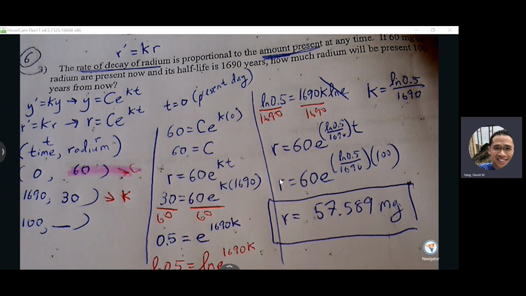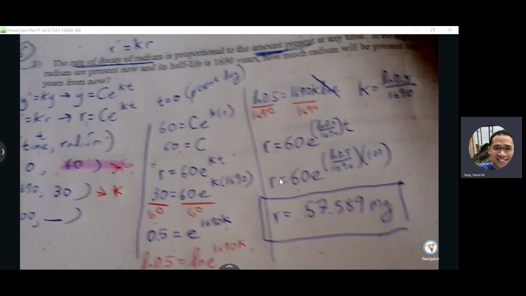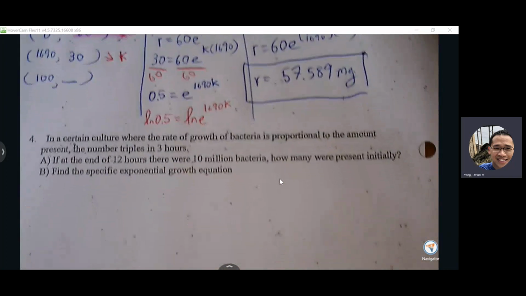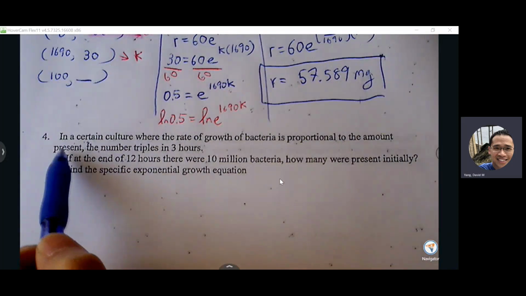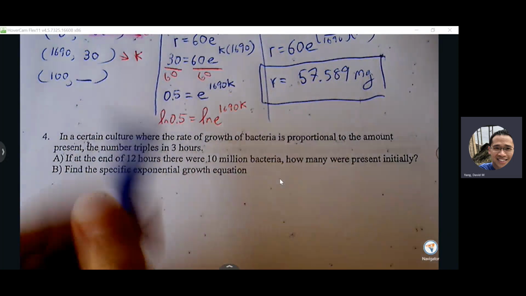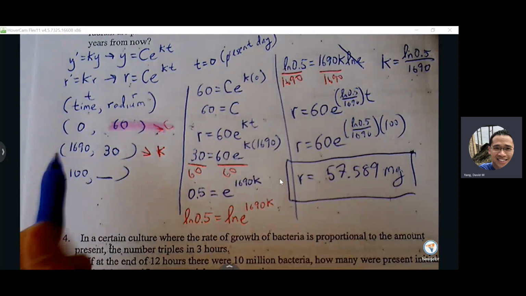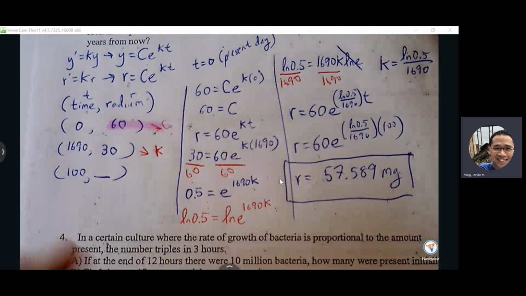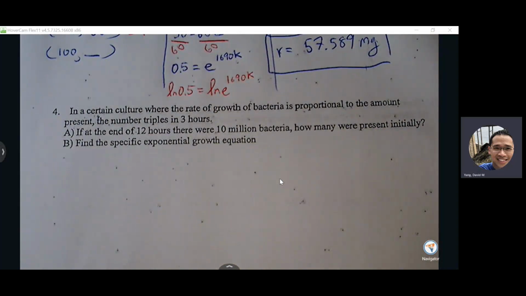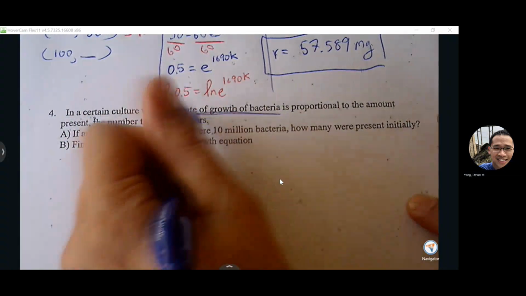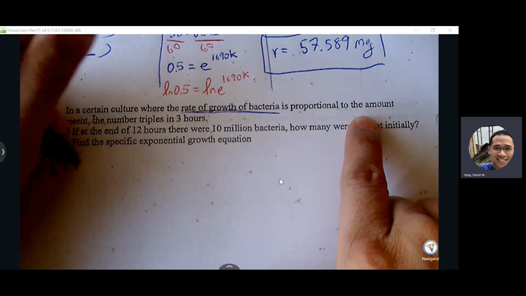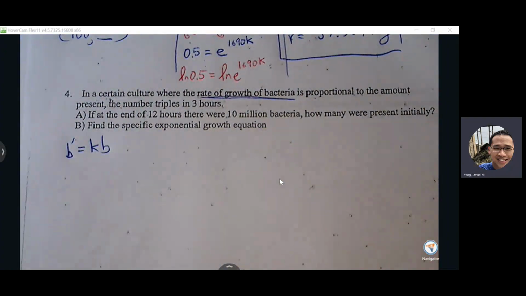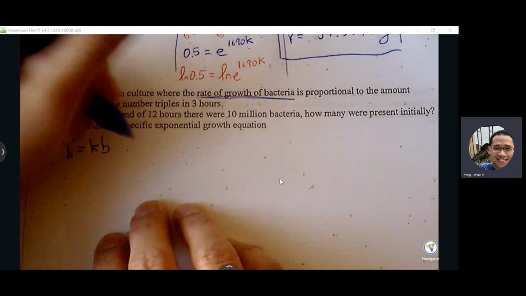Okay, the last one here is a little bit different because the information that's provided for you seems a little bit backwards. But we'll still go through the same process. We'll still create our ordered pairs, but the information that's given to us is going to be slightly out of order. Okay, so in a certain culture where the rate of growth of bacteria, let that be B prime, is proportional to the amount present. So same form, right? Y prime equals KY, B prime equals KB.